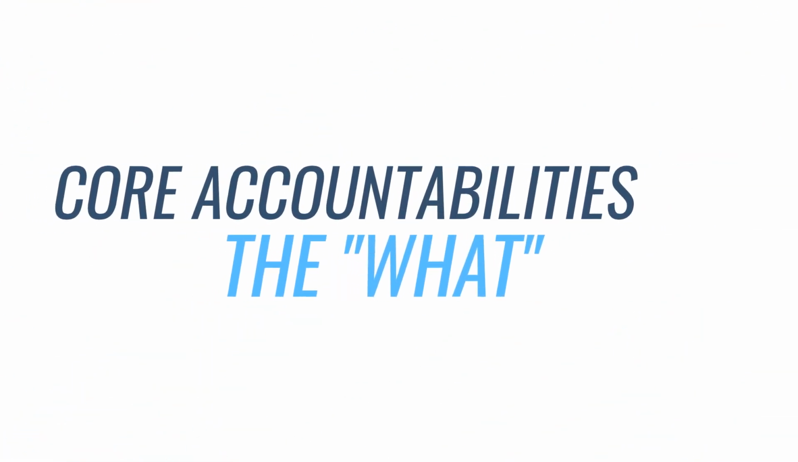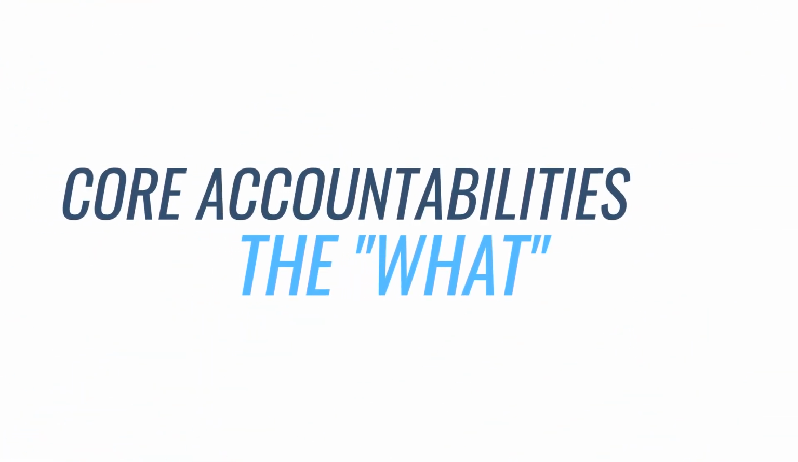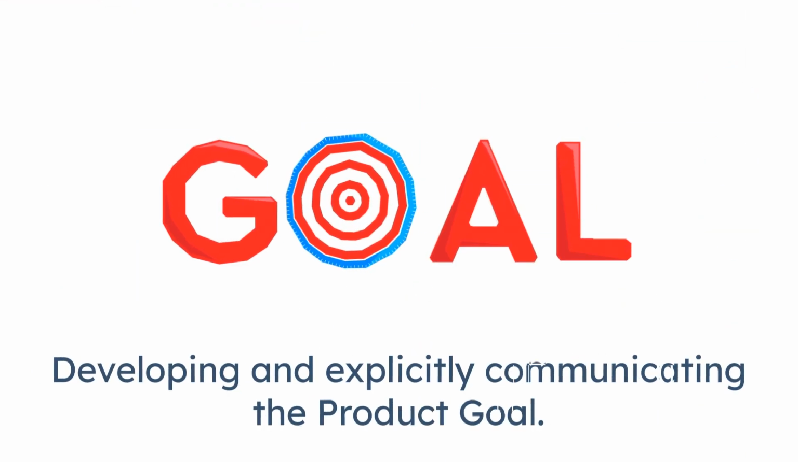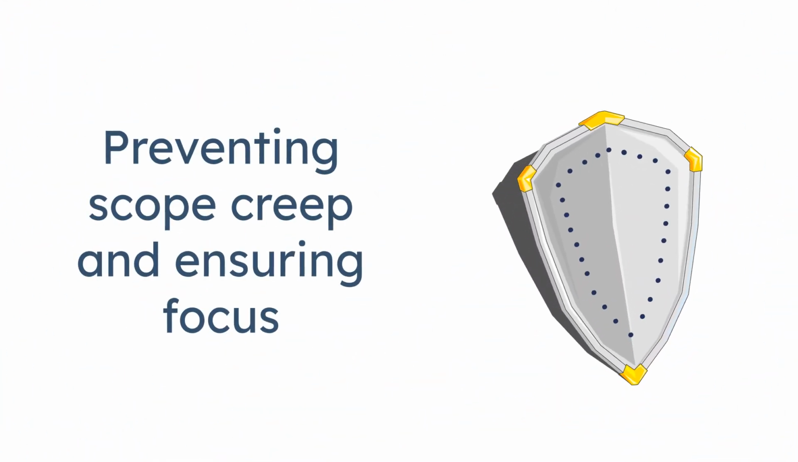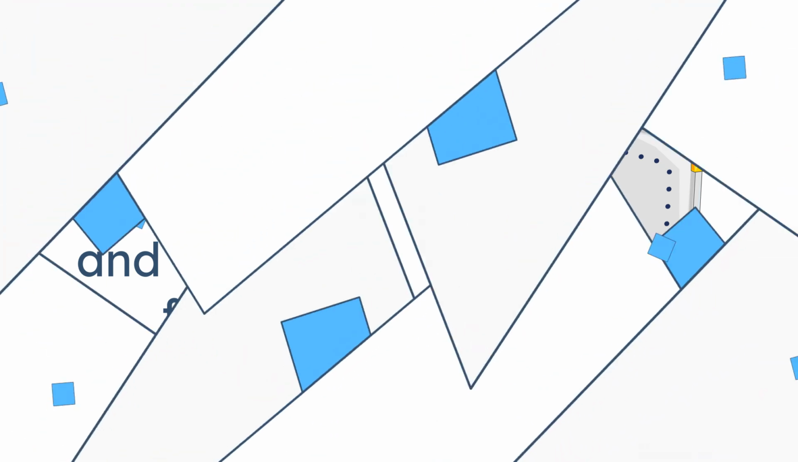Now for the what. Starting with the product goal, the product owner is accountable for developing and explicitly communicating the product goal. The product goal is the long-term commitment. It describes a single, measurable future state of the product. The product owner uses the product goal as the ultimate filter. If an item doesn't contribute to the current product goal, the product owner must be disciplined enough to keep it off the active product backlog, preventing scope creep and ensuring focus.